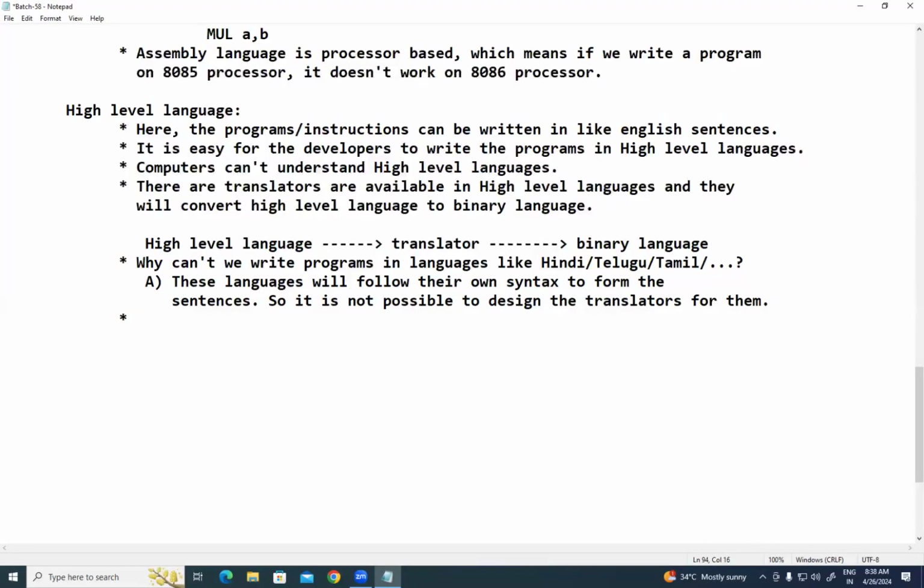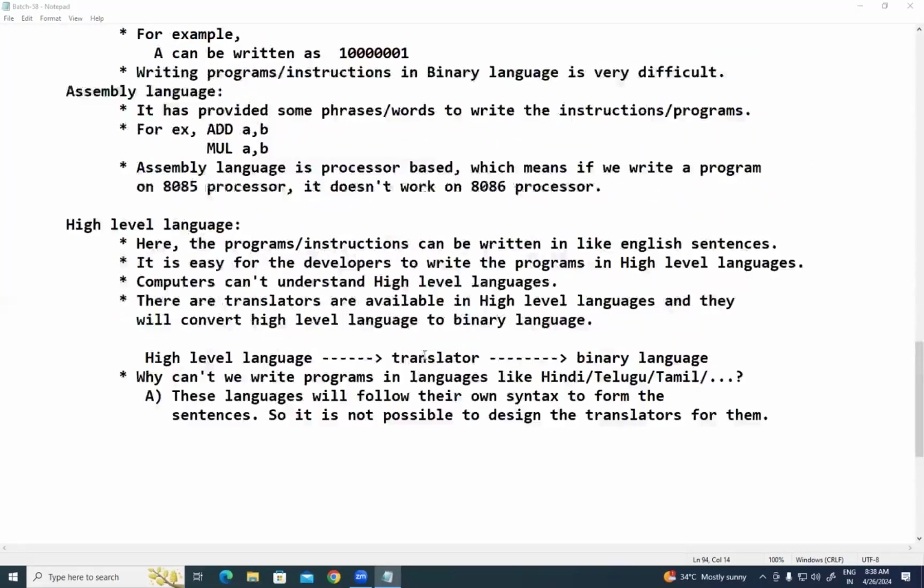If suppose translators are given for Hindi, then tell me now, can I write the programs in Hindi instead of Java? Instead of Java, can I use Hindi now? Yes. But why am I not writing the programs in such languages? Because there are no what available? Translators. There are no translators available for them. Able to follow the point, everybody, whatever I just explained to you? Am I clear so far?